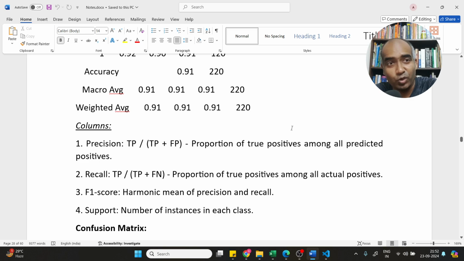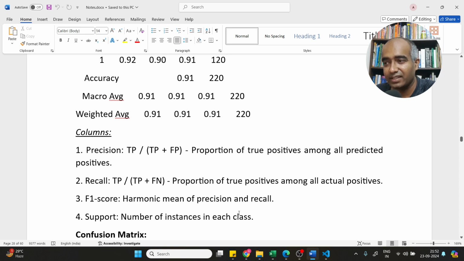I hope you understand the harmonic mean. You must have studied it in your school days. You can go and check what the meaning of harmonic mean is. You would have studied the arithmetic mean, the geometric mean, and after that the harmonic mean, during your college or school days. You can reopen your notebooks if you have them, or otherwise go to Google and find out what the harmonic mean is. And the last one is support. Support means the number of instances in each class. How many instances are there in each class?